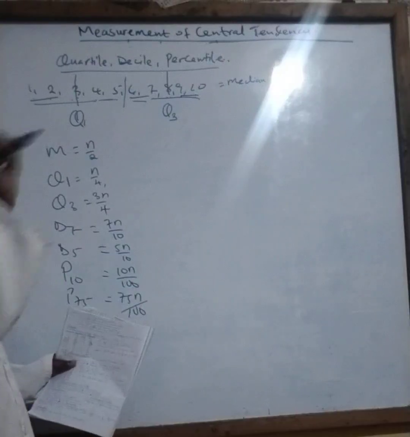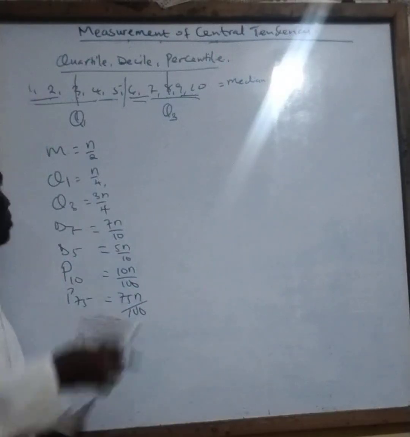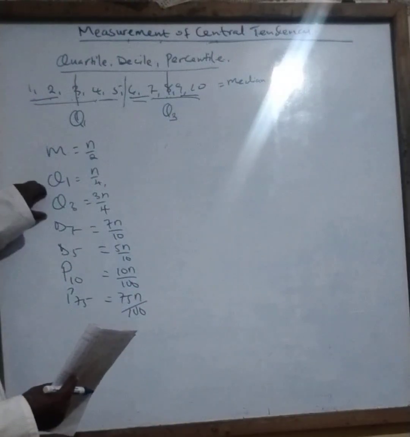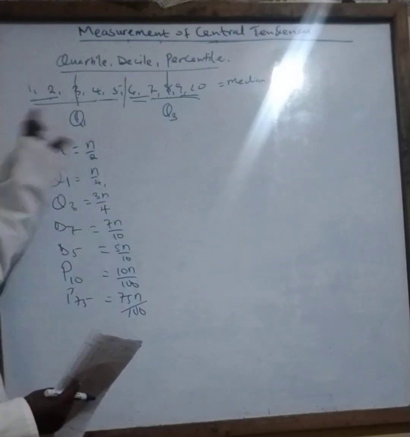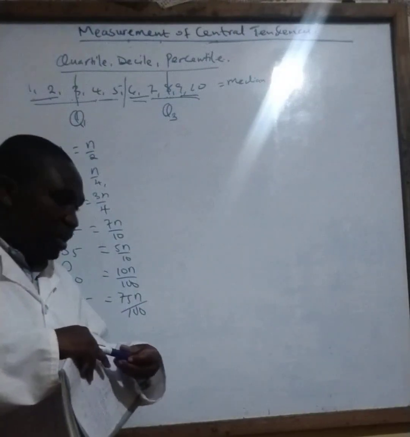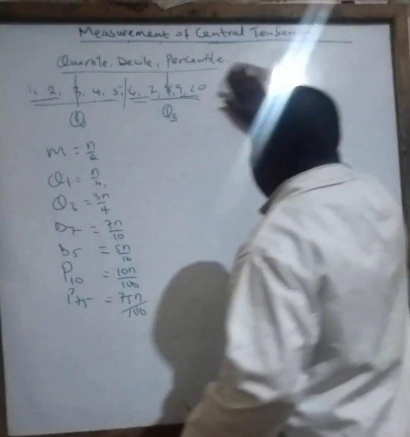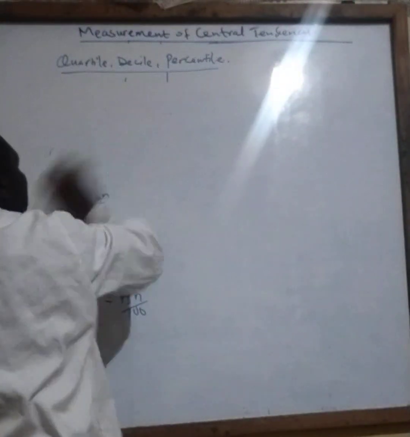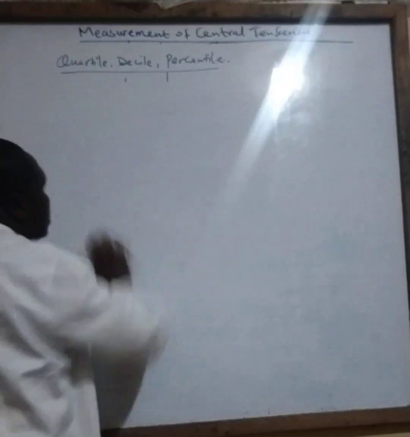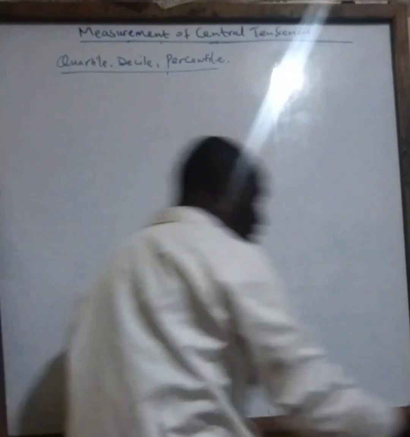So therefore, where there was m, we will now put our Q1, Q3, D7 and all that, then we work out that equation. So let's see an example. Let's see the example now here. So let me see an example, class.